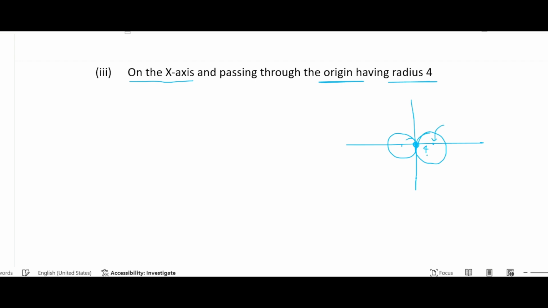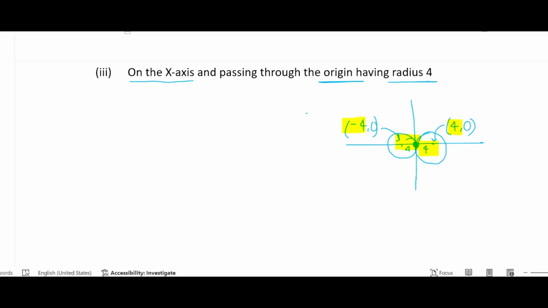In this case, if this is 4 units, your center will be 4, 0. In this case, this is 4 units, your center will be minus 4, 0. Why? Because it is on the left side of your origin, so it will be minus. If it is on the right, it will be plus. Alright. So once we are done with this, we can write 2 circles with this equation.